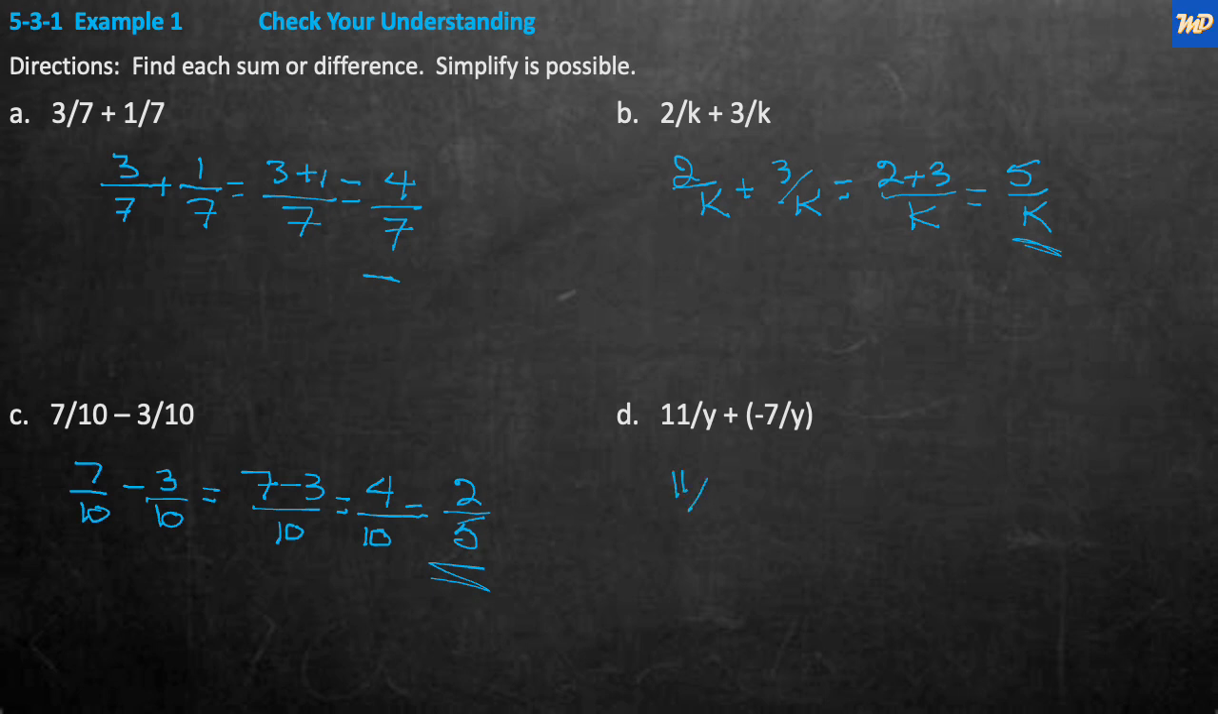11 over y, plus a negative 7 over y. And that is equal to 11 minus 7 over y. And 11 minus 7 is 4 over y. And the 4 and the y cannot be simplified any further. Answer here, 4/y.